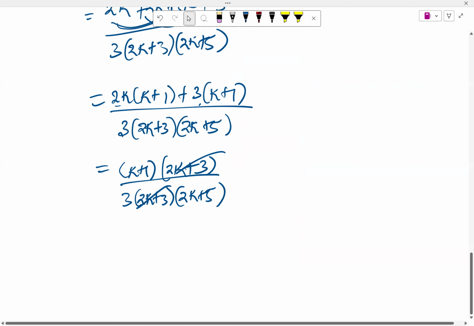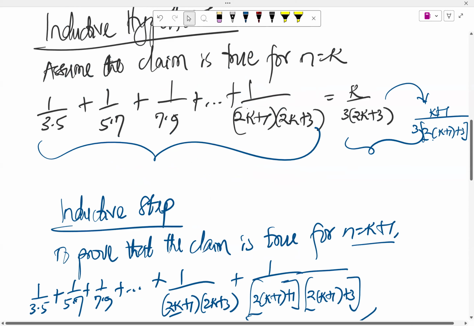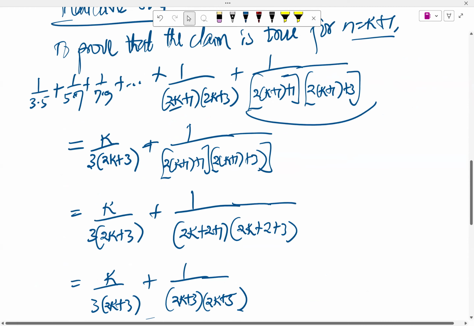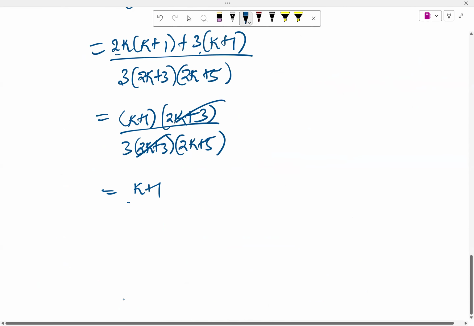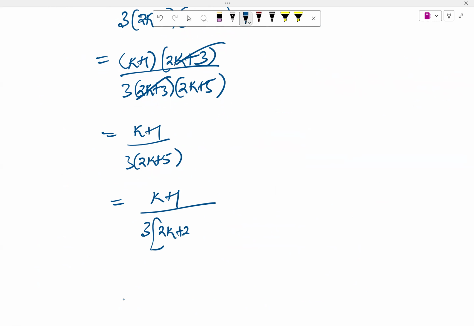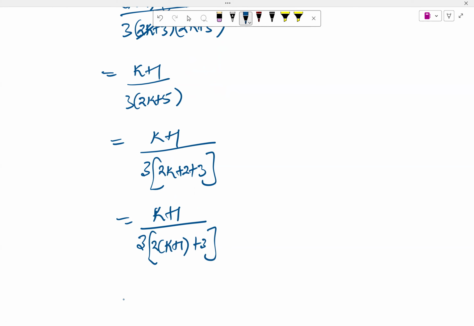And this cancels this, right? So you have k + 1, which is what you expected to have at the top, because for k, you should have k + 1. And then down here, you have 3(2k + 5). So that you now have (k + 1) over 3(2k + 2 + 3), because you are required to have k + 1 plus 3 inside this bracket. So you have (k + 1) over 3(2(k + 1) + 3). And that is exactly what you expected to get.